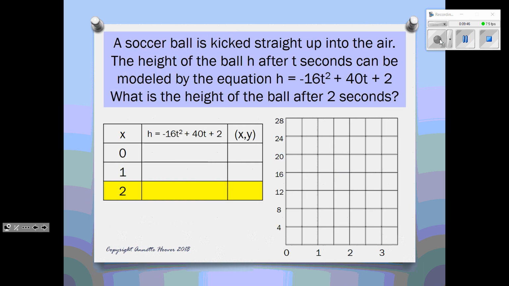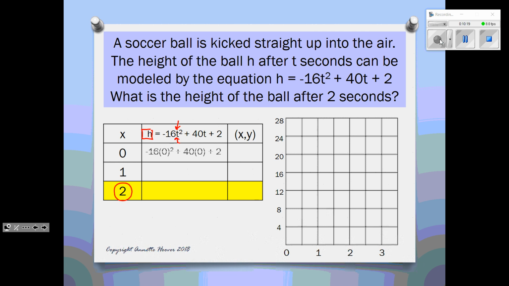Here's one. A soccer ball is kicked straight up into the air. The height of the ball, which is represented by h, after t seconds. So this time instead of x squared, we're using t, and t stands for time. It can be modeled by this equation, negative 16t squared plus 40t plus 2. What is the height of the ball after 2 seconds? Since we want 2 seconds, 2 is the time. So that's the number we want to plug in.